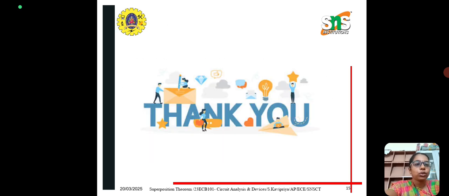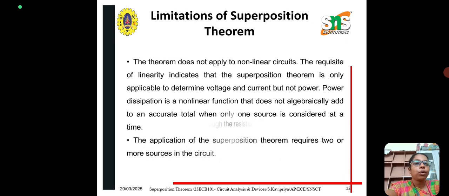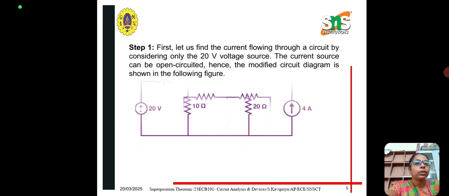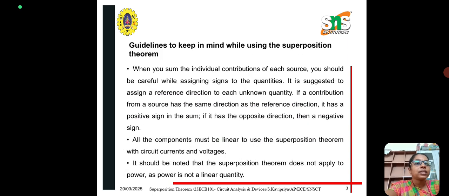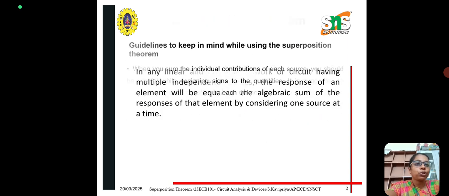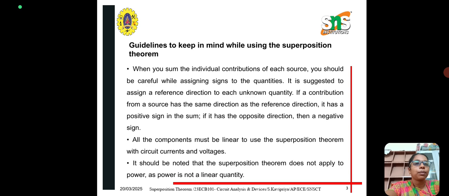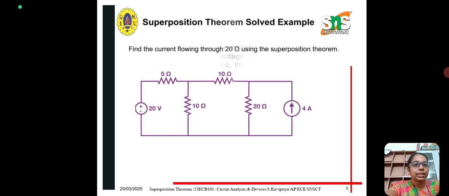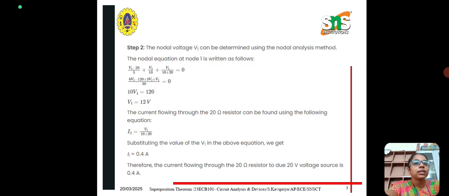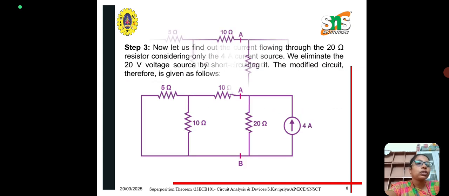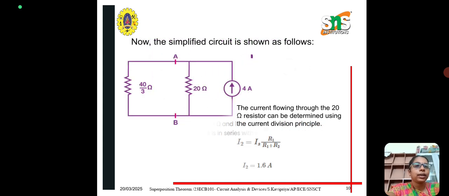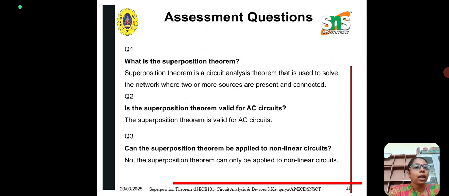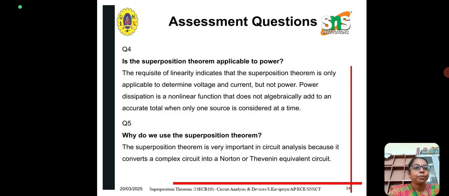So that's all about the superposition theorem. We have seen the superposition theorem statement, and we have discussed the steps involved in the superposition theorem, and next we have discussed how to apply the superposition theorem, and we have seen one example, and finally we have discussed the limitations of the superposition theorem, and finally we have seen certain assessment questions.